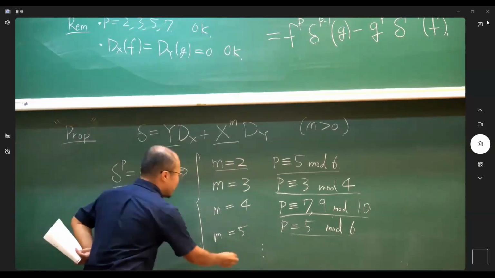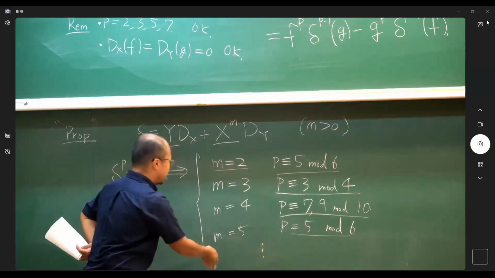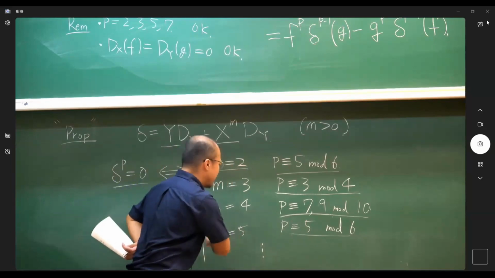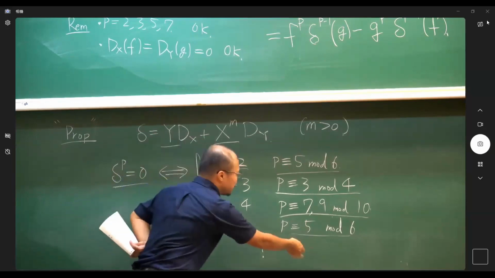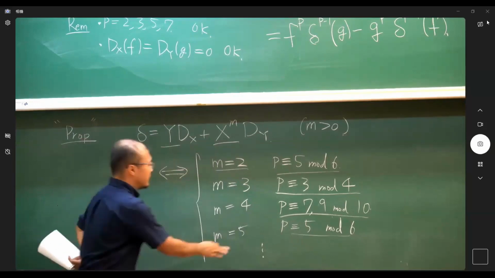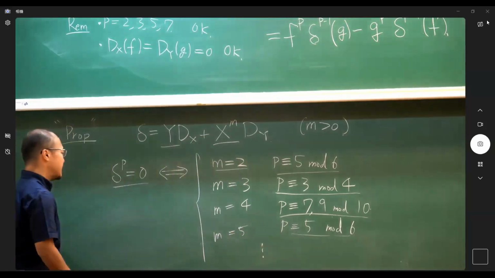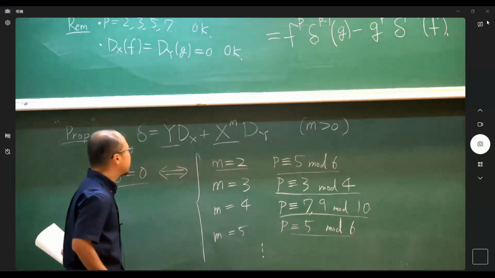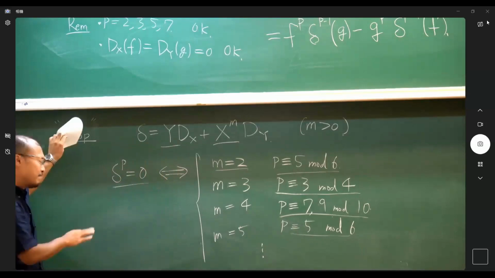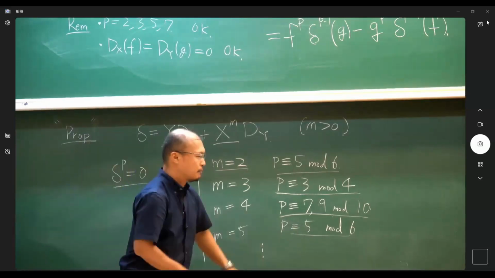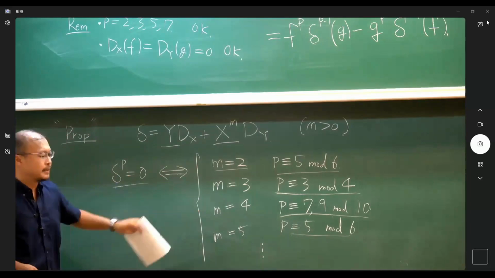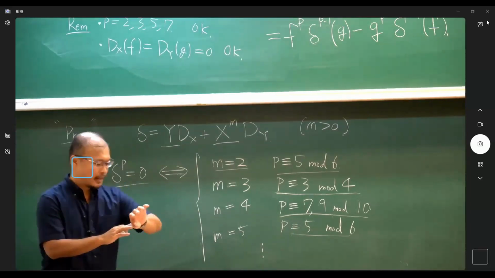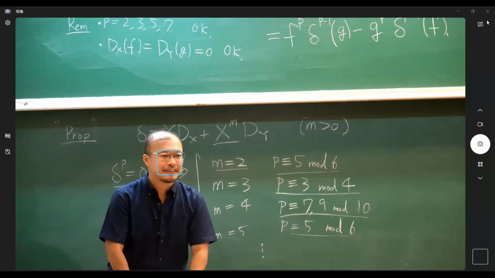If m is bigger, then the condition is more complicated, but we can determine the condition for each m. In the general case, it's a little complicated, but we can determine this congruence condition. So this is almost the time. Thank you.